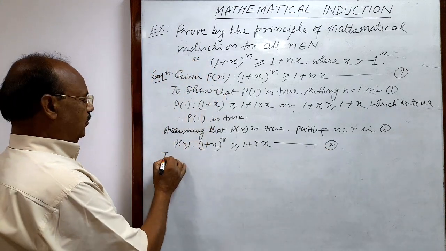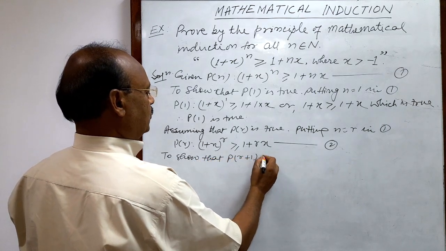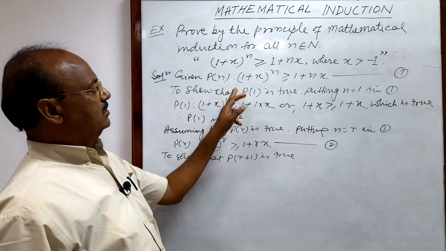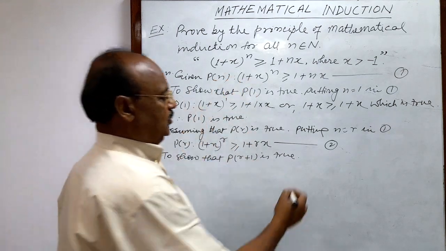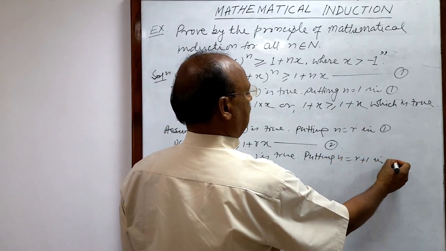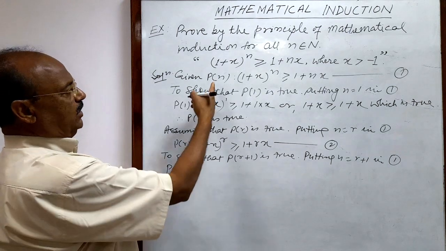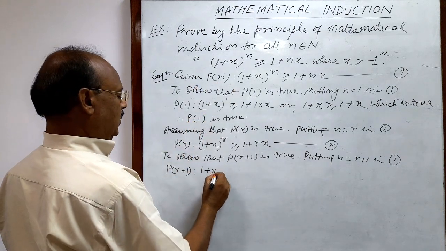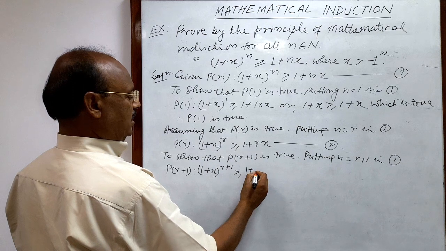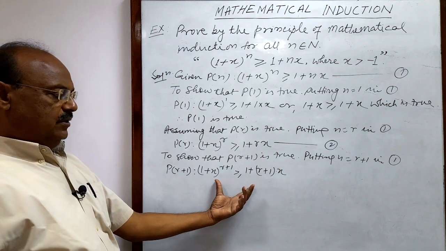And third and last step, we have to show that Pr plus 1 is true. And how will we get Pr plus 1? By putting n equal to r plus 1 in relation number 1. So we will get Pr plus 1 as 1 plus x whole to the power r plus 1 is greater than or equal to 1 plus r plus 1 into x. We have to establish it, correct?